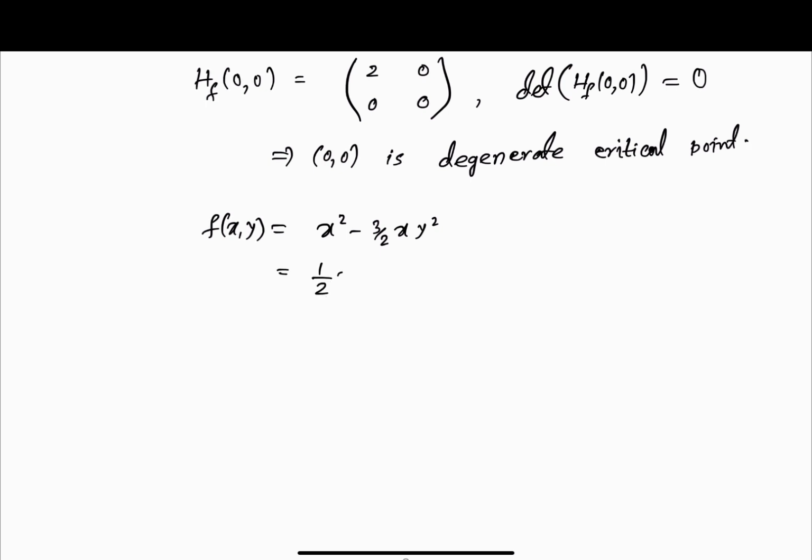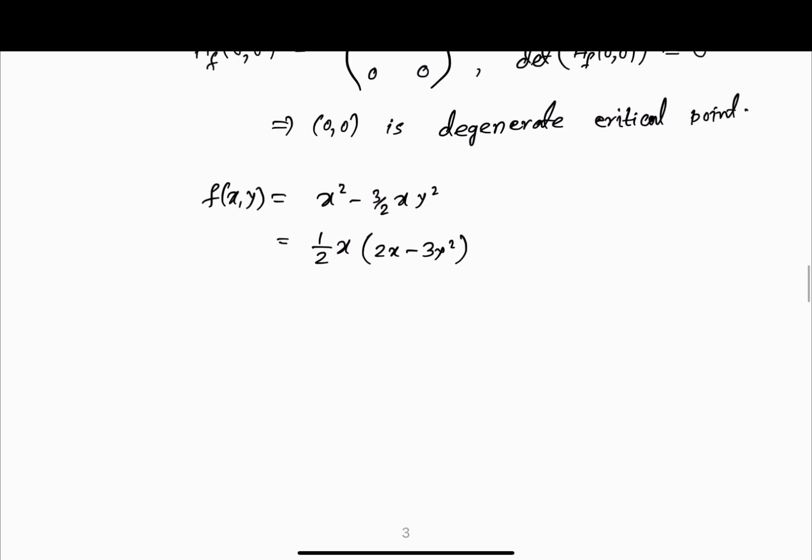So let's write it like this. Take x/2 common. So then it will be (x/2)(2x − 3y²). So we have factored it out, and note that f at the point (0, 0) takes the value 0. Now note that this has two factors, right? One is x, one is 2x − 3y². So you can see that along this parabola 2x = 3y², this function is 0.